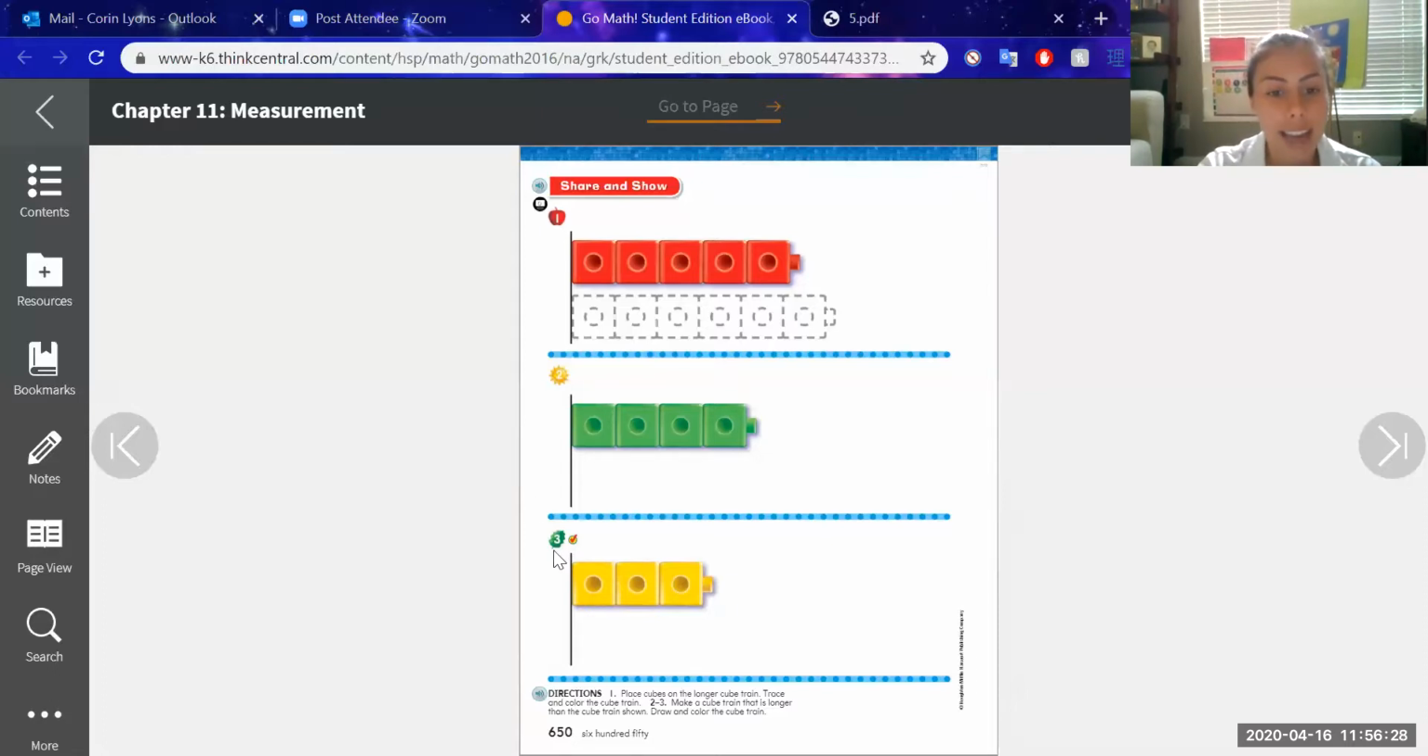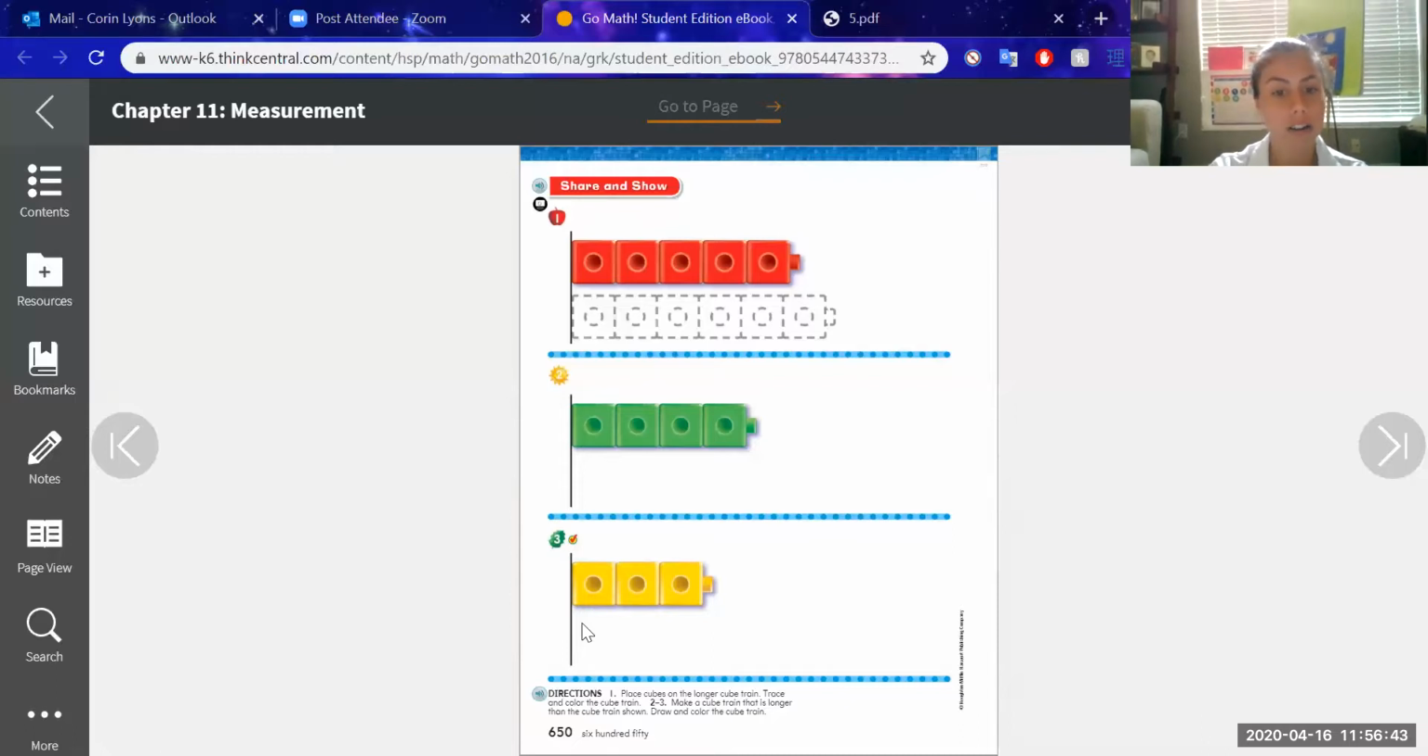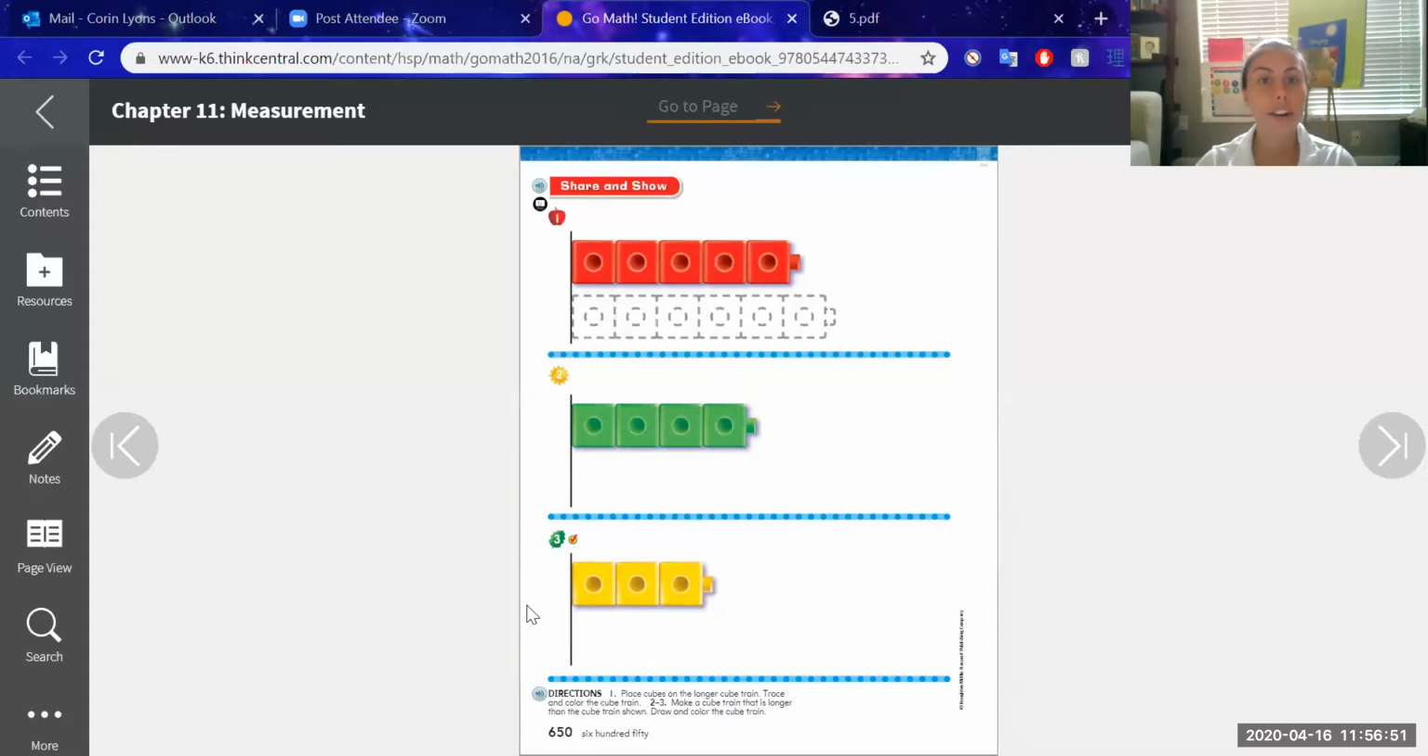Now let's look at number 3. How many cubes are in the cube train under number 3? 1, 2, 3. Now you need to draw a cube train that's longer than 3. How many cubes are you going to put in your cube train? You could do 4. You could do 5. You could do 6. What did you do?